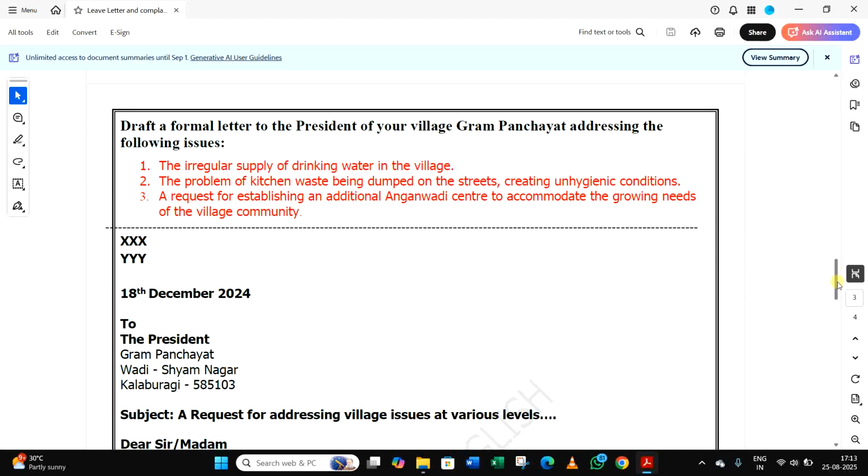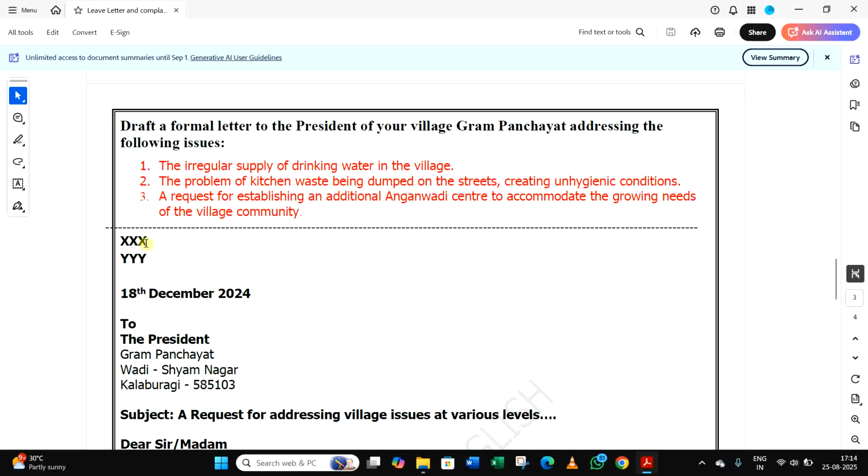Second, we will find here one more letter is given. Draft a formal letter to the president of your village Gram Panchayat addressing the following issues. So there are important points which we have to cover. Then there are 3 points you can find here, my dear children. The irregular water supply in the village, the problem of kitchen waste being dumped on the streets creating unhygienic conditions. Number 3, a request for establishing an additional Anganwadi center to accommodate the growing needs of the village community.